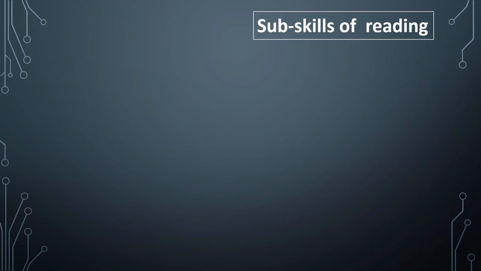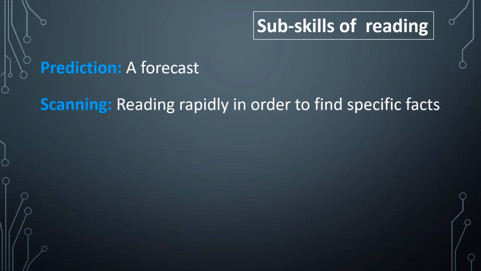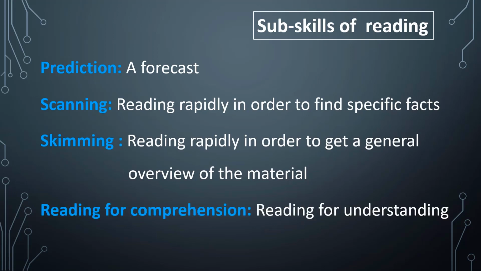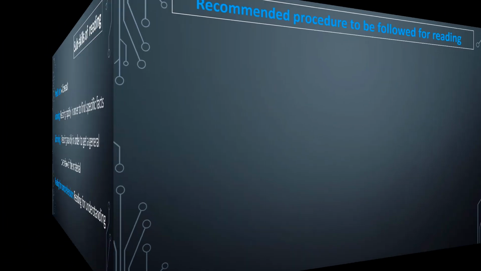Sub-skills of reading. One is prediction. Prediction is like a forecast or predict about something. Scanning. Here, reading rapidly in order to find specific facts from a text. Skimming. Skimming is reading rapidly in order to get a general overview of the material. Reading for comprehension. Here, reading is for understanding about the text.